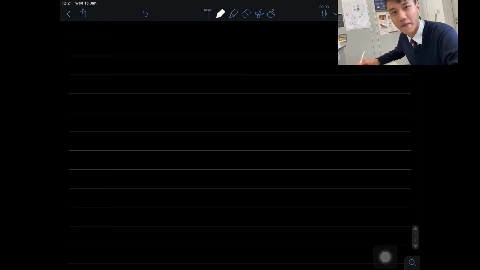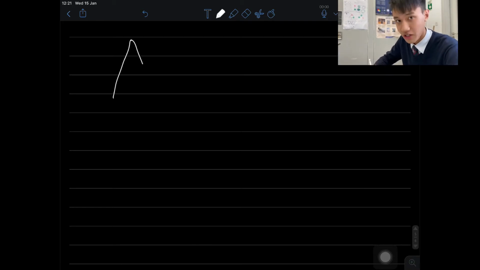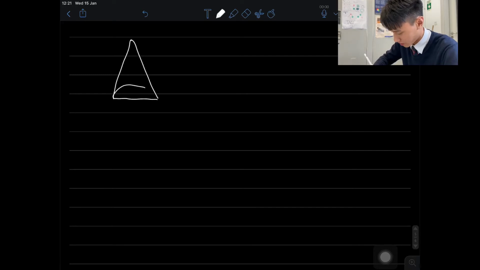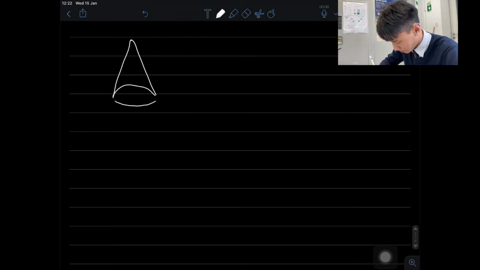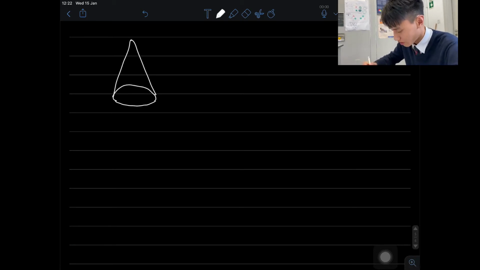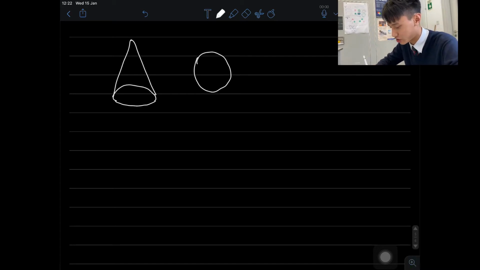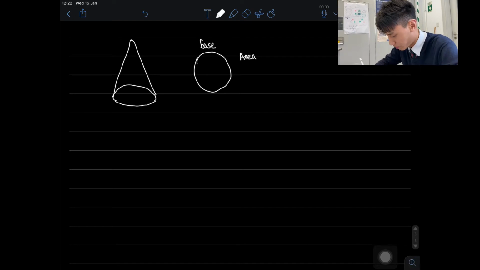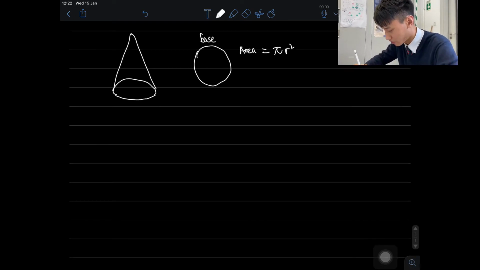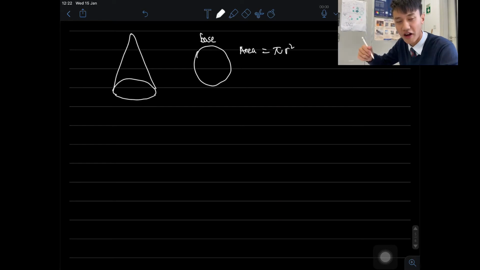So today I will be talking about how you can find the surface area of a cone. So let's start with a 2D representation of a cone. To find the surface area of the cone, finding the base area of the cone is pretty simple. It's just a circle, and we know that the area of a circle is pi r squared.